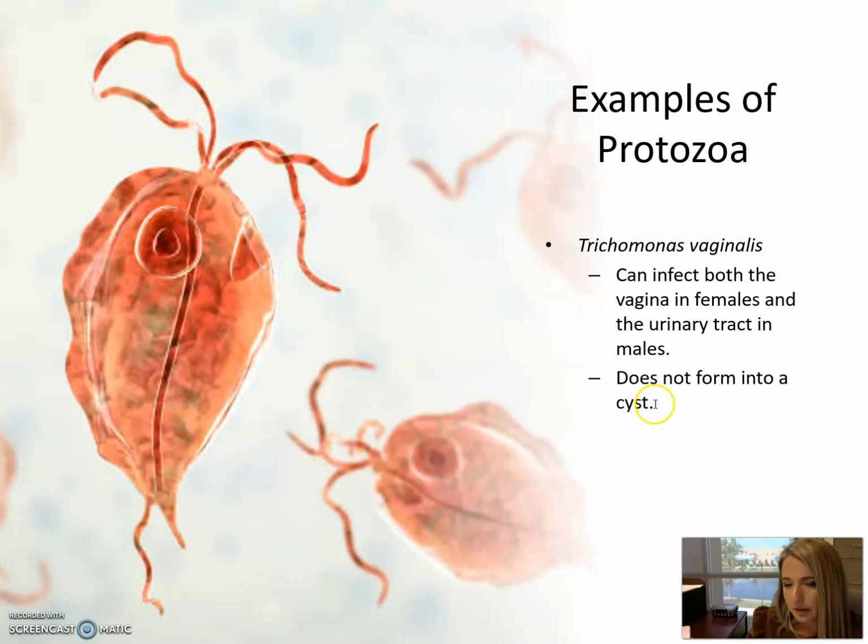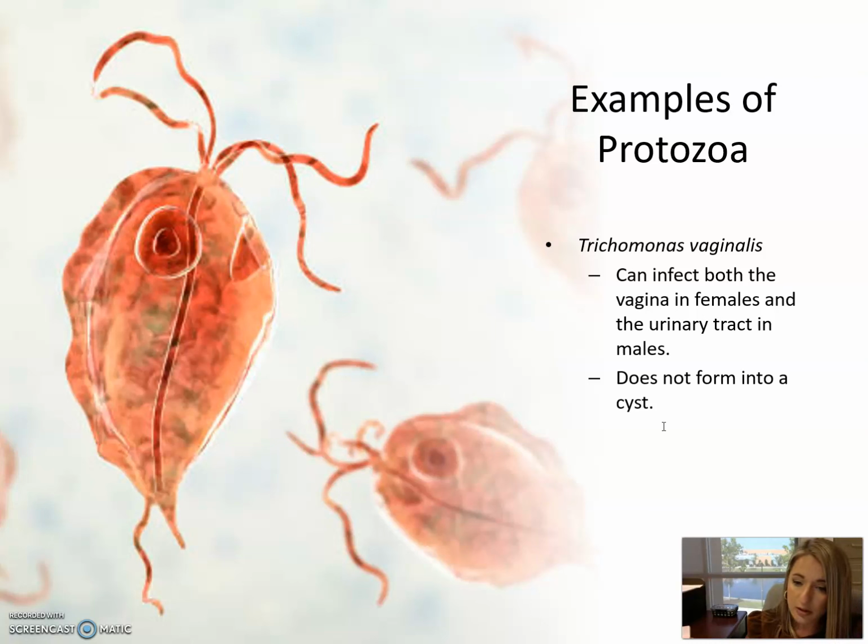The primary thing I want you to understand about Trichomonas vaginalis is it's not able to form a cyst. It can only exist in the trophozoite stage. So for Trichomonas vaginalis to be transmitted, it has to go immediately from one good environment into the next good environment, because it's not able to survive in harsh conditions.